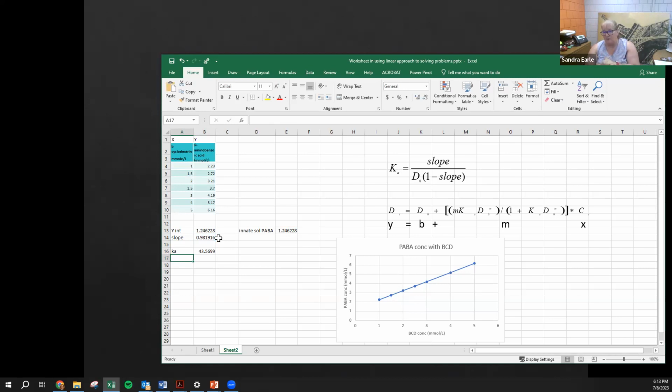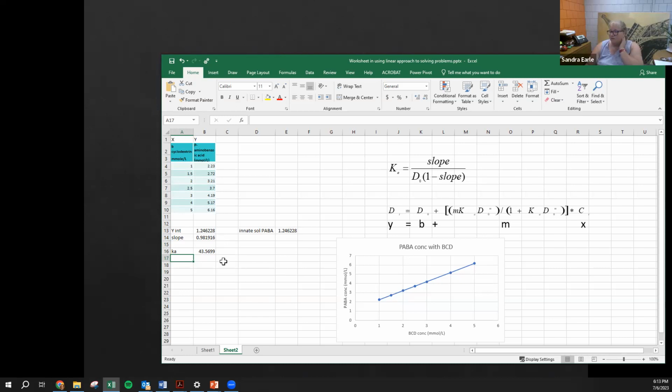So if we do another drug and do this linear regression and we determine the Ka and the Ka is higher than 43.56, we know that that drug is going to be preferred by the beta cyclodextrin over the PABA. If it's less than, then the PABA is going to be preferred to bind to the donut, or the beta cyclodextrin. All right, so we can determine the Ka and the innate solubility.